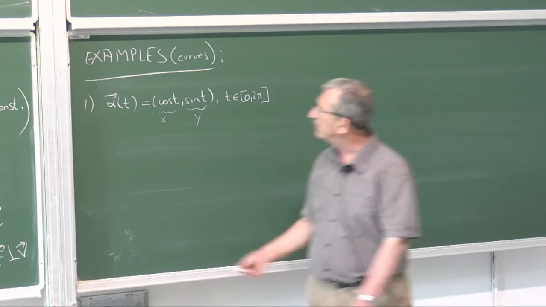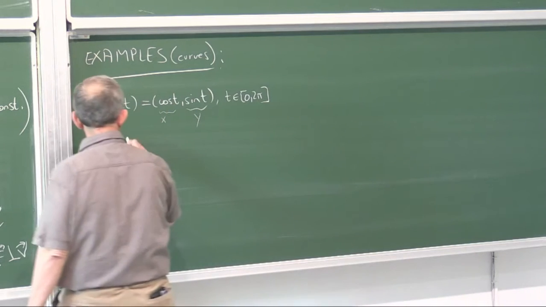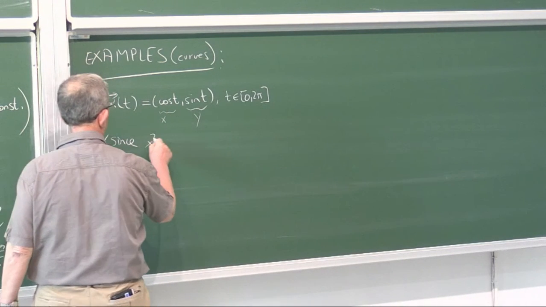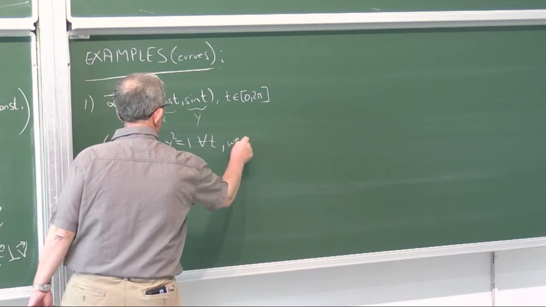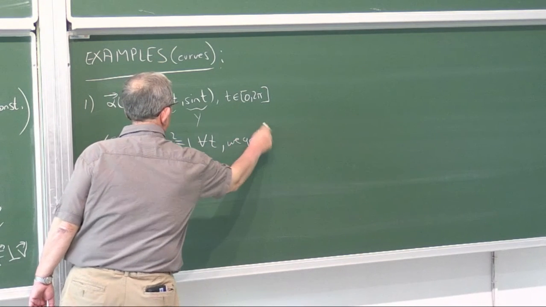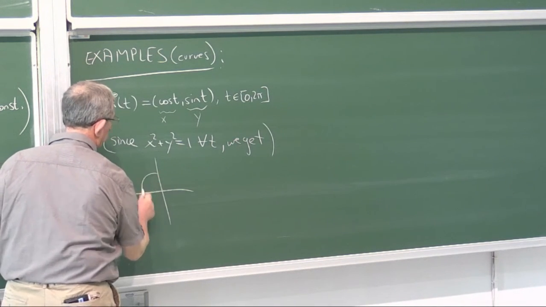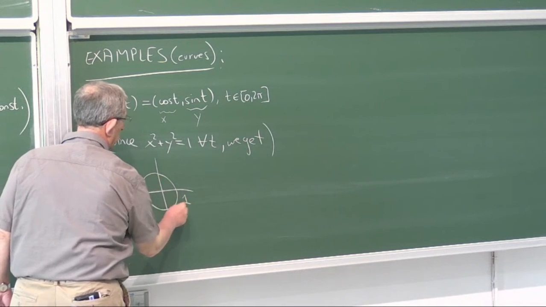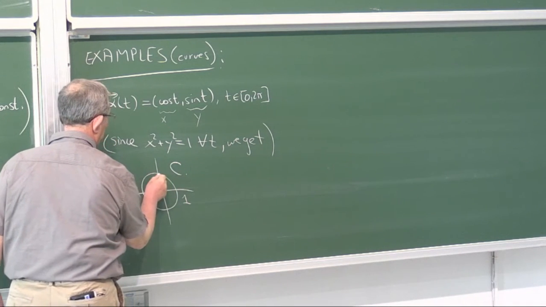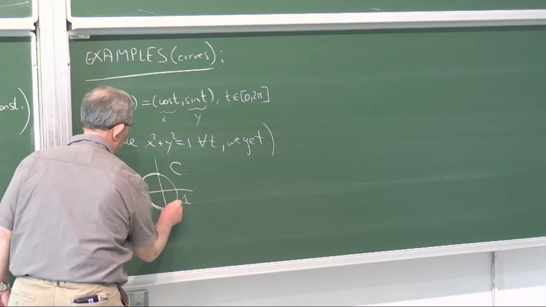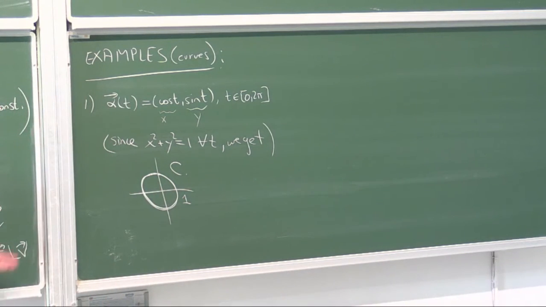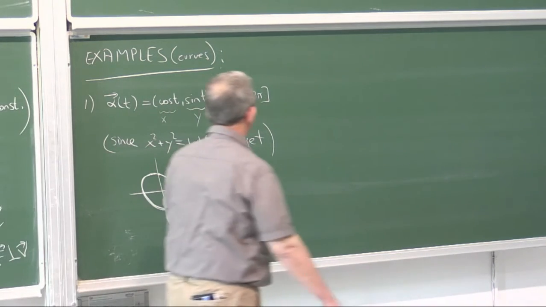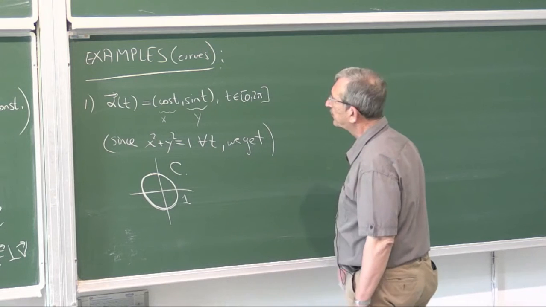So, okay, we get a unit circle. So this is our curve C. And this is a representation for it.